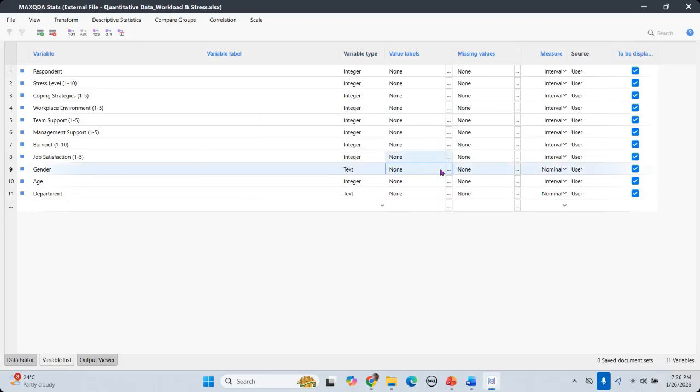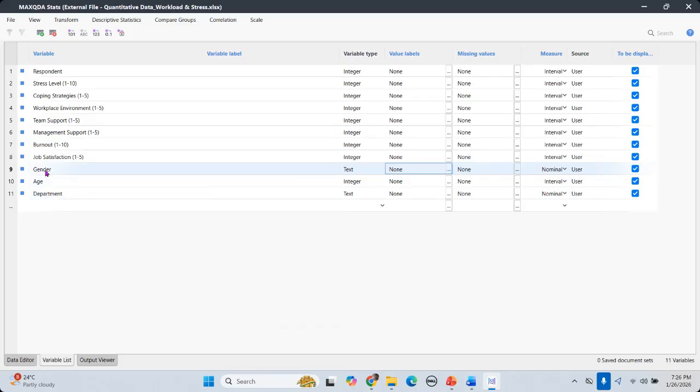Now, if you look at the gender, it does not have any values like 1 for male, 2 for female and all, right? So in that case, we need to complete the data cleaning procedure. Then only you can go for conducting statistical tests.